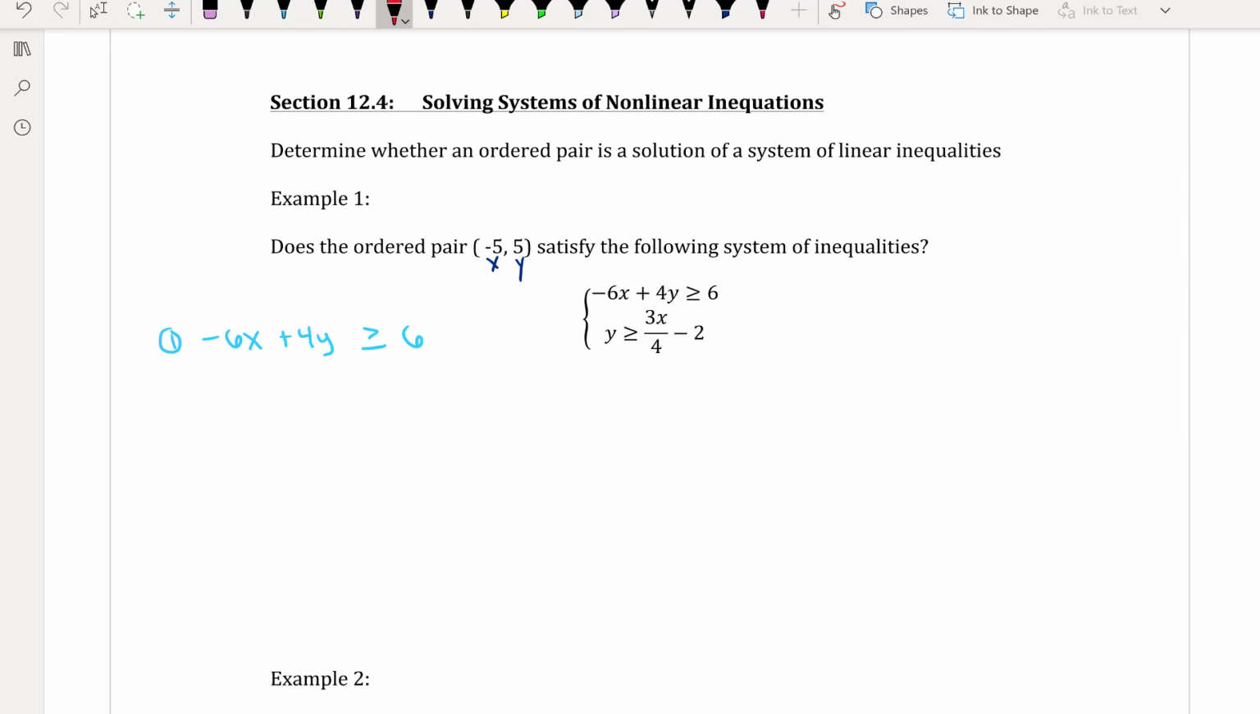We want to know if we plug in the ordered pair (-5, 5) for my x and my y, is this going to be a true statement or a false statement? So I'm going to plug in these values and see what I get. I'm going to put a question mark because I'm not sure if it's going to be true or not. The x value that I'm plugging in is -5, and the y value is going to be a positive 5.